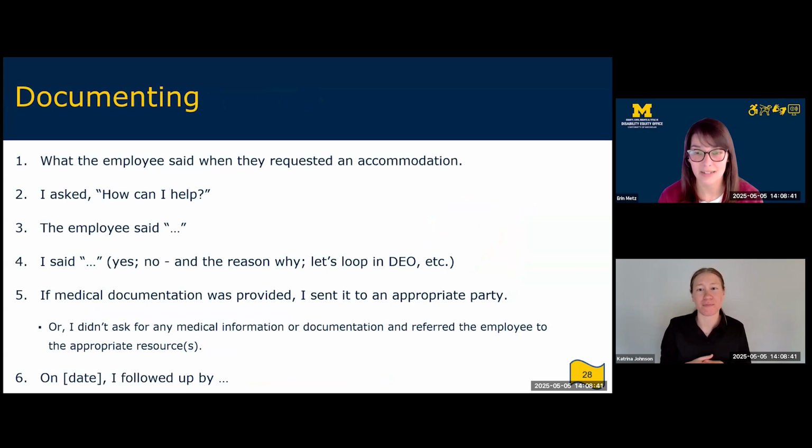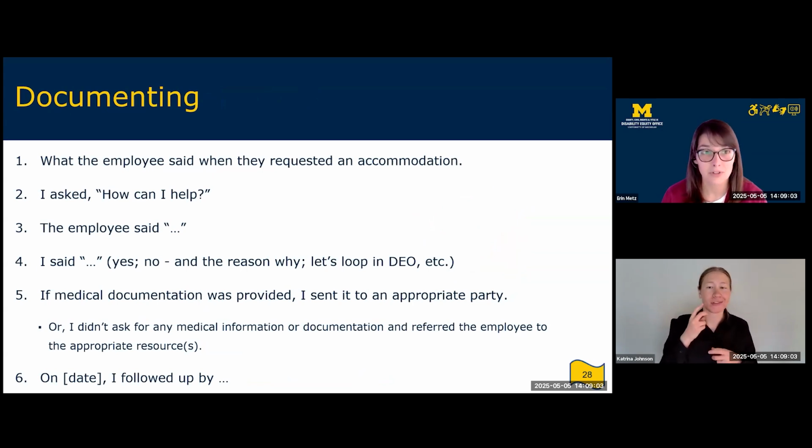When it comes to documenting, we also have some suggestions for you here. These are the 6 things that we recommend that you document anytime an employee has questions or is requesting an accommodation. The first, document what the employee said when they requested an accommodation. For example, the employee said they're having a hard time lifting heavy boxes. Number 2, document that you said, how can I help? An example: I asked what would be helpful to lift the heavy boxes.